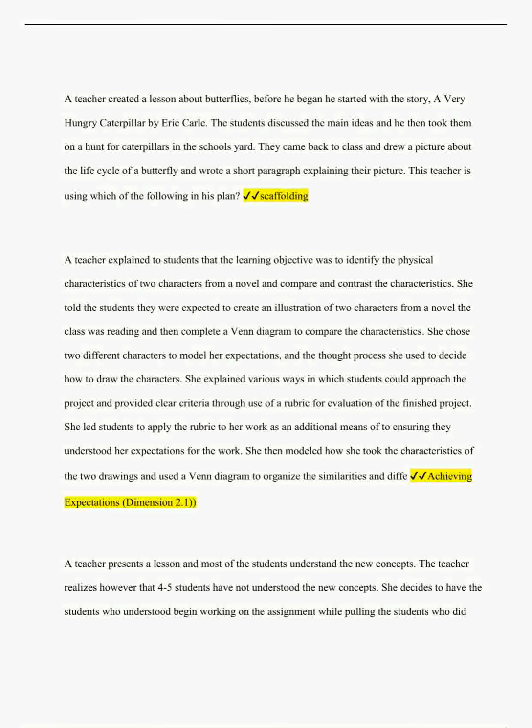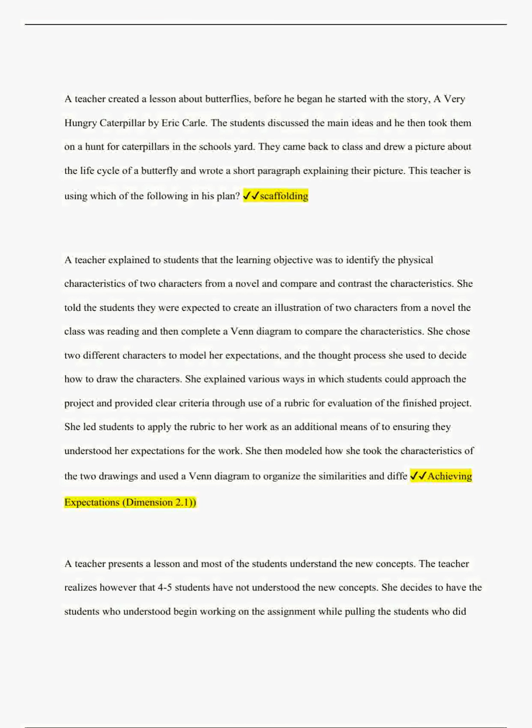Scaffolding. A teacher explained to students that the learning objective was to identify the physical characteristics of two characters from a novel and compare and contrast the characteristics. She told the students they were expected to create an illustration of two characters from a novel the class was reading and then complete a Venn diagram to compare the characteristics.